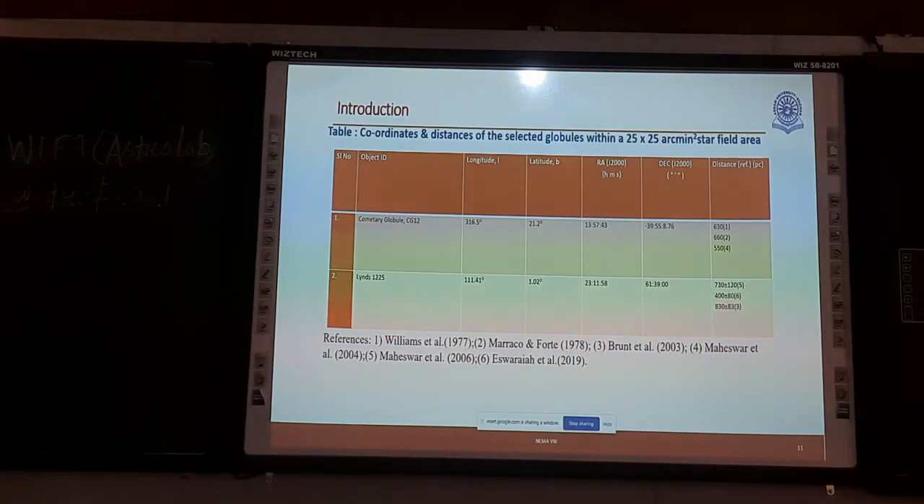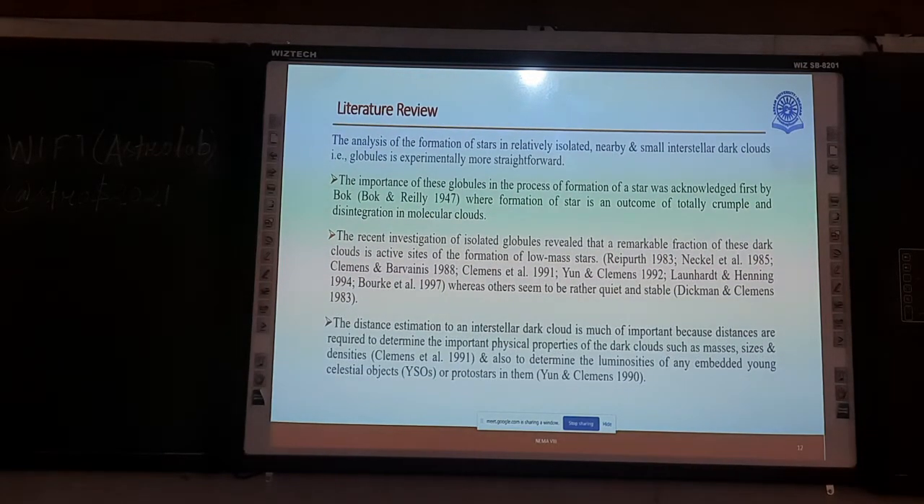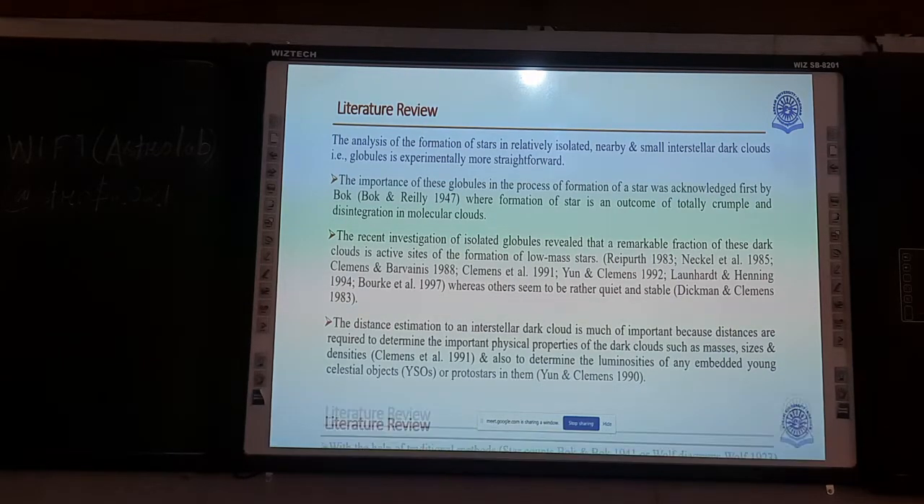And our calculation is for CG12. Here the longitude and latitude are given, along with the RA and Dec values, estimated in the year 2000. And this is the reference distance we have seen. The first is Williams et al., the second is Merkle, and the third is Bernard, Moisher et al. and Edwards. They have calculated the distance of the cometary globule with these RA and Dec values using their techniques, for CG12 and Lynds 1 to 5. This is the literature they have studied. We can skip it here.